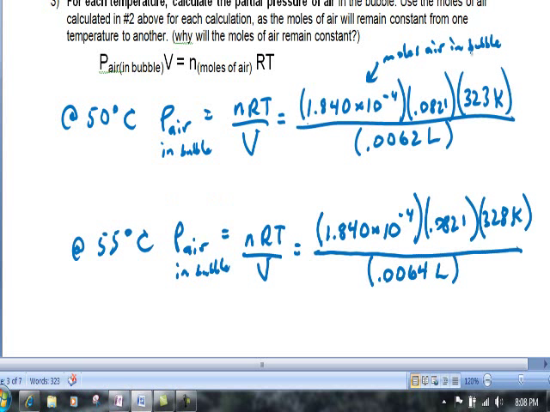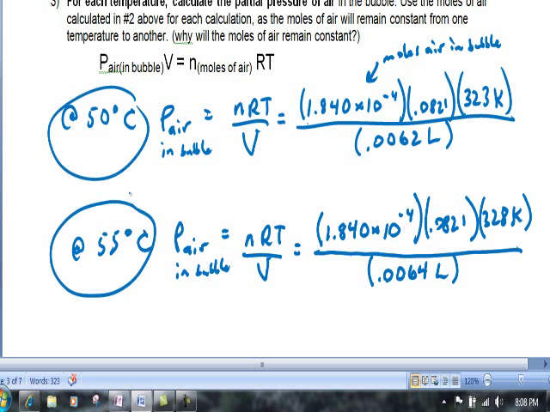Now, doing some sample calculations with the sample set of data, the pressure of air in the bubble at 50 degrees can be determined, and also at 55 degrees. The key thing here is that if you'll notice, the moles of air trapped inside the bubble is staying the same in both calculations because the moles of air in the bubble again remains constant. What we've changed in each calculation is the temperature and then the volume of the bubble that was observed at each temperature.